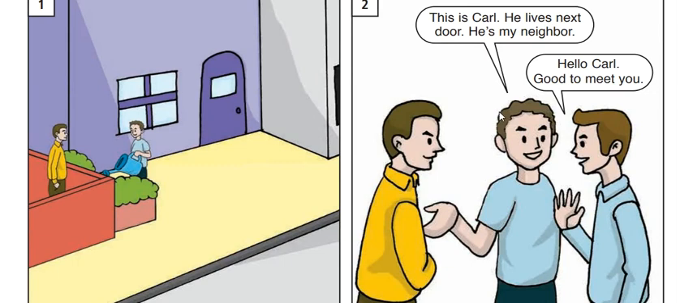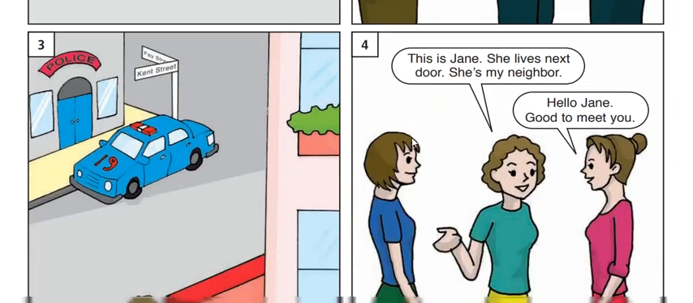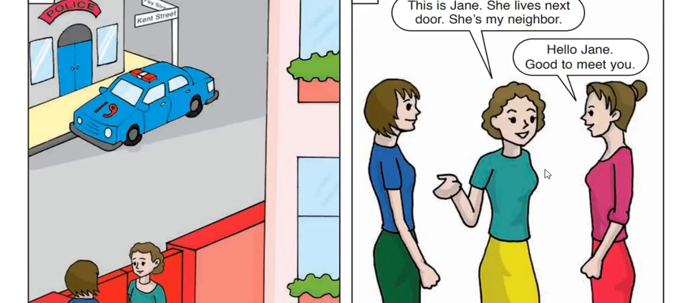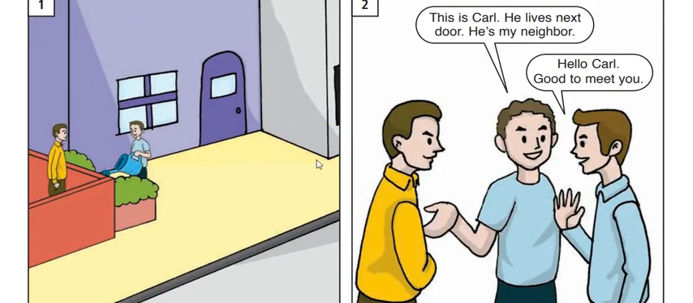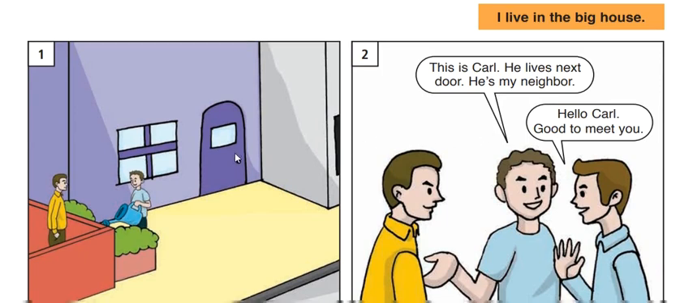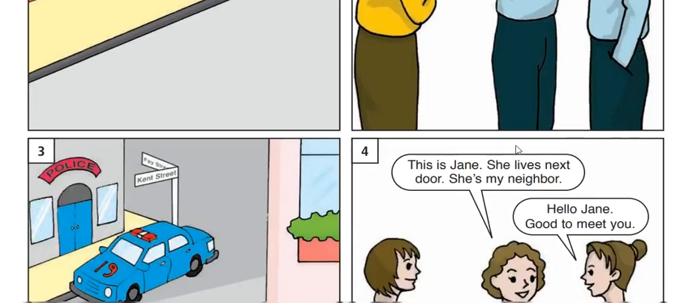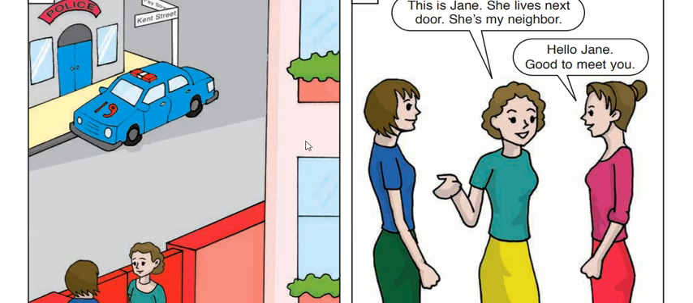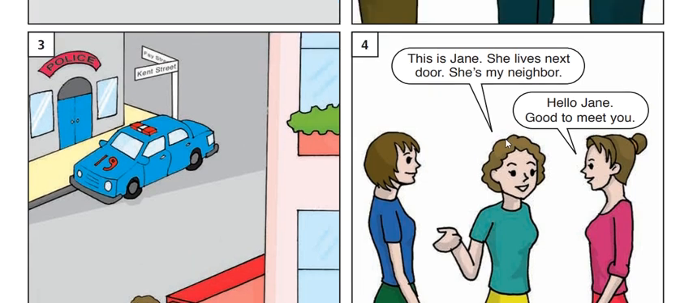Picture 1. This is Carl. He lives next door. He's my neighbor. Hello, Carl. Good to meet you. Picture 3. This is Jen. She lives next door. She is my neighbor. Hello, Jen. Good to meet you. Revise them. Picture 1, picture 2, picture 3, and picture 4. It's time to move to the next page.